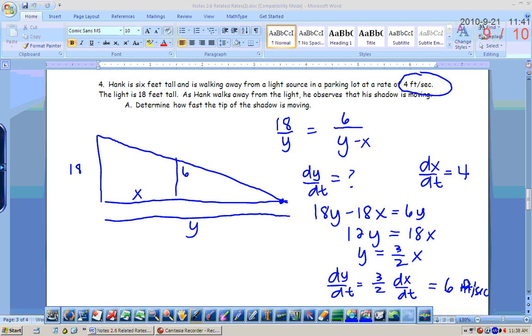So Hank's walking away from the light at a speed of 4 feet per second. So speed is the derivative of distance. So you've got to let a variable be the distance between the light source and the person, and the person's speed is the derivative of that. If you always set up these problems with x being the distance between the light source and the person and y being the whole base of the big triangle, you'll always get these problems right.